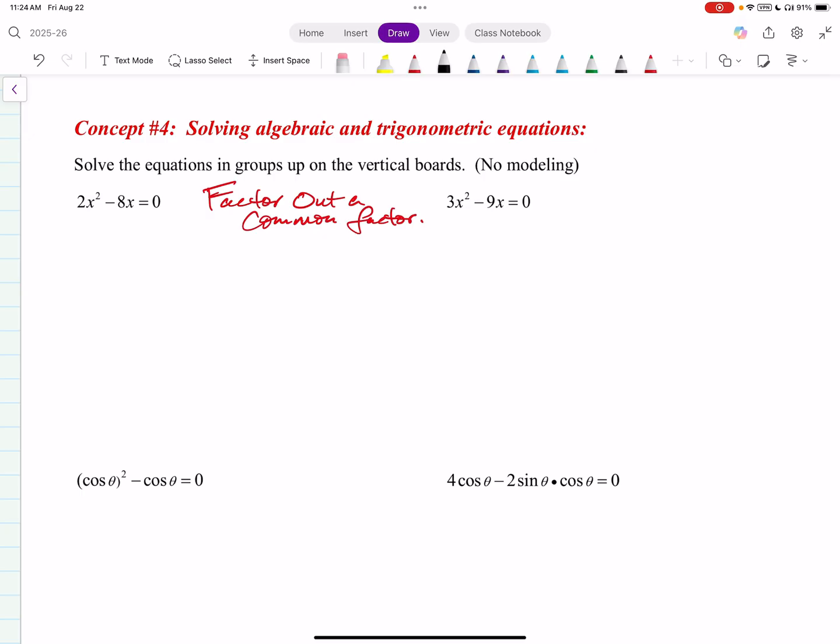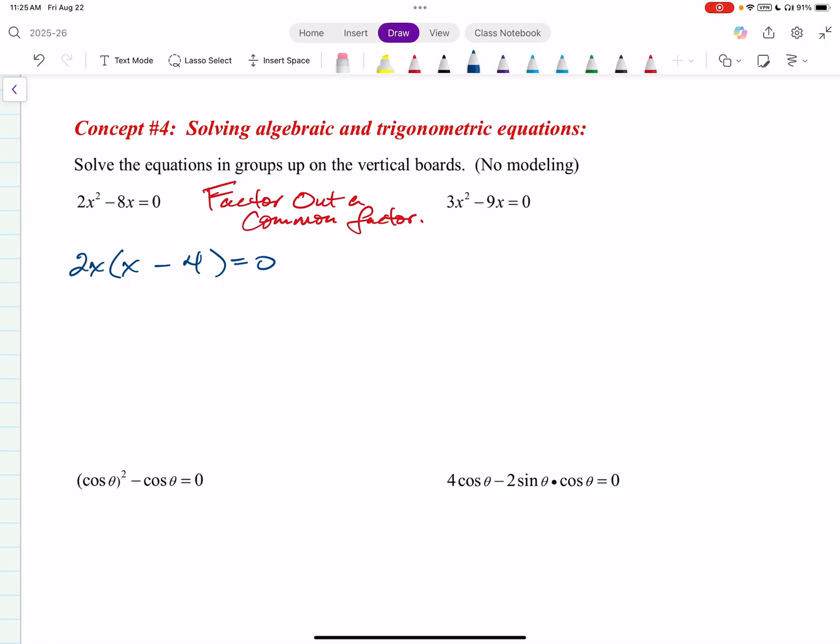So when you factor this, I know they both contain 2 as a factor and they both contain x. So here we go, I'm going to factor out a 2x here. So 2x times x gives me my first term, 2x squared, and then 8x divided by 2x is 4. Checking, 2x times -4 equals -8x.